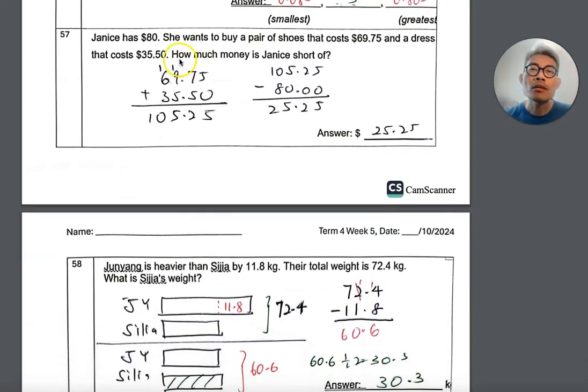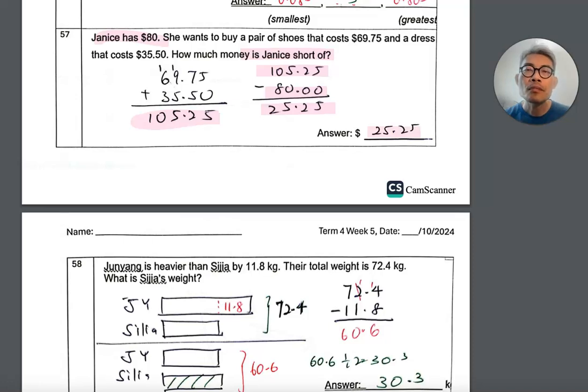Now Janice has $80. She wants to buy a pair of shoes. Finishing, went down to the last few questions. She wants to buy a pair of shoes that cost $69.75 and a dress that costs $35.50. So if Janice wants to buy these two things, she needs to have this amount of money. Alright, she needs $105.25. But she only has $80. So how much money is she short of? Means she doesn't have enough. You use what she needs to pay, subtract away what she has, so she's short of $25.25.